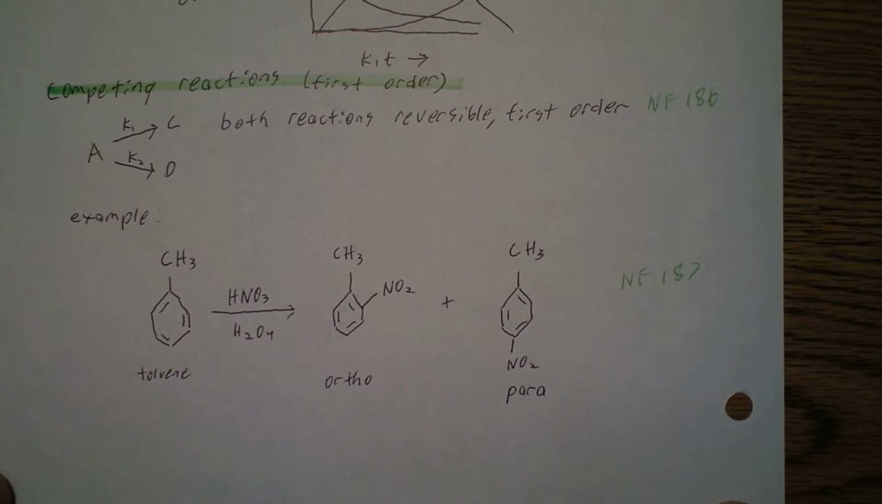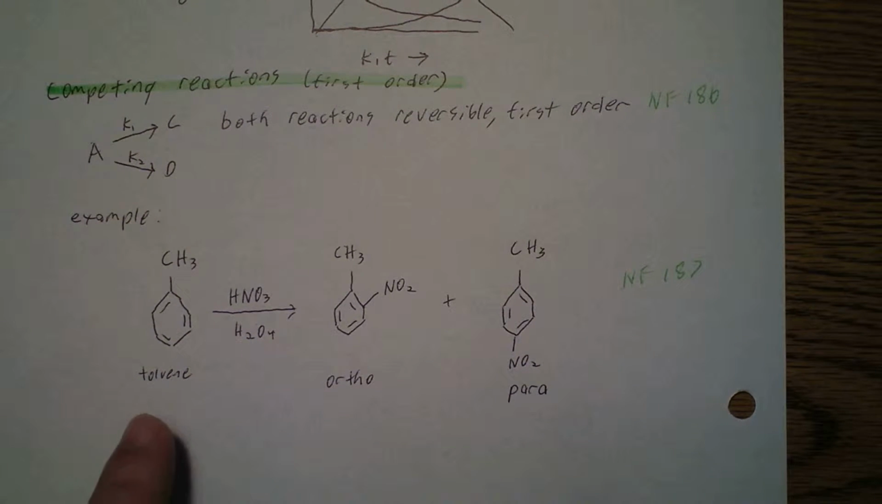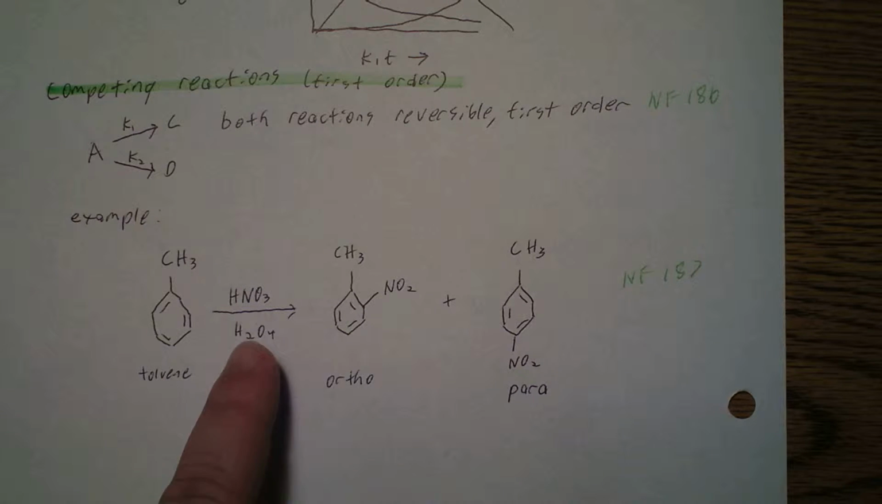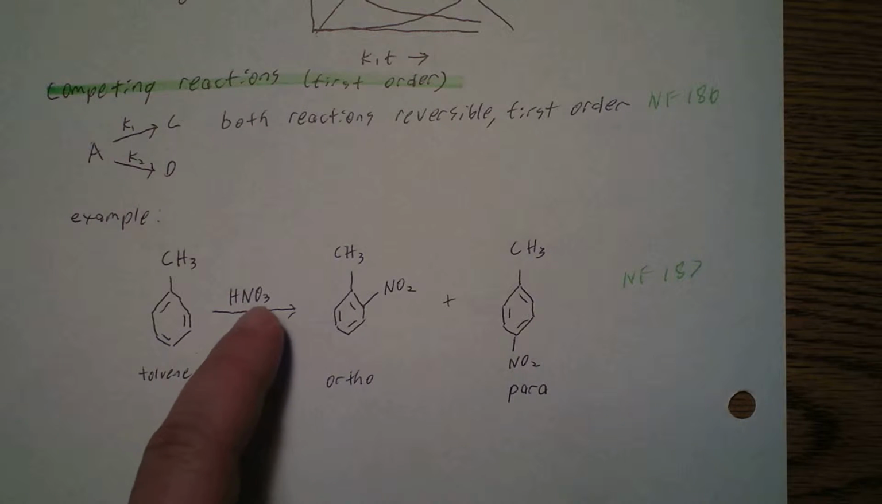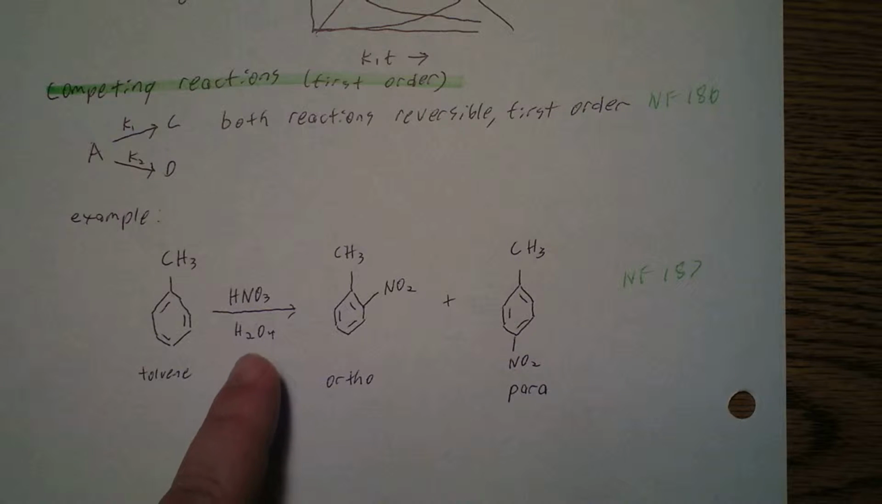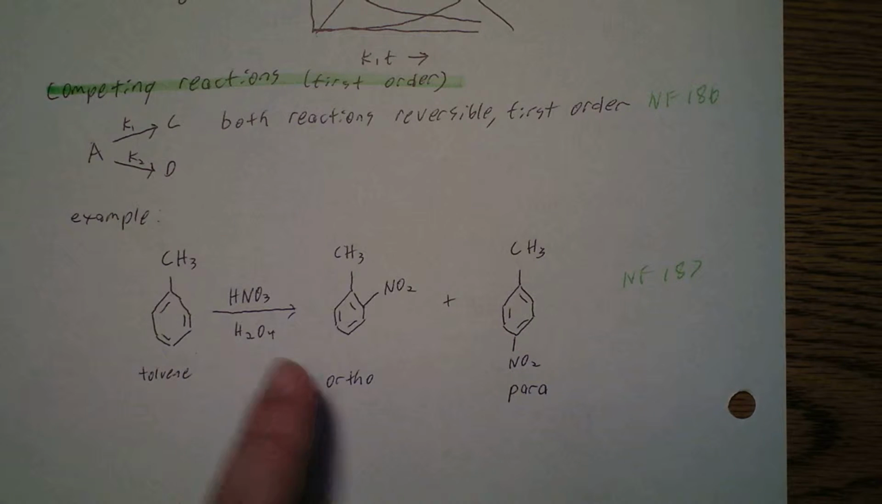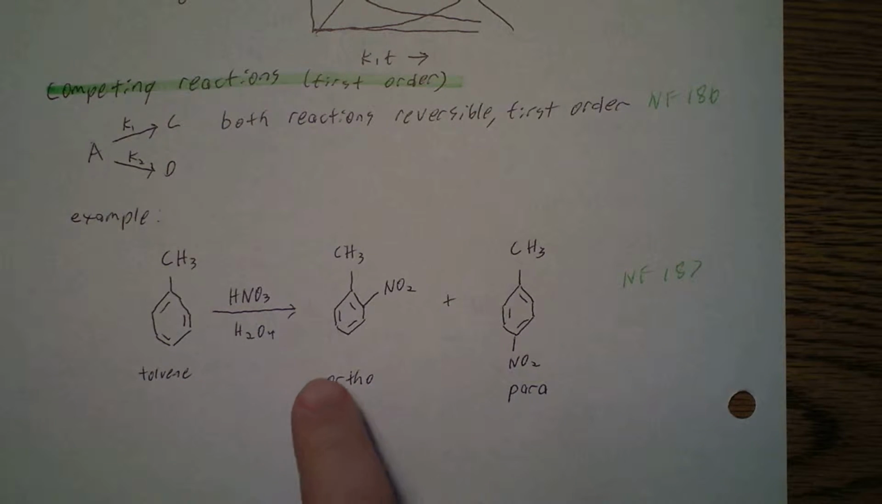So for a real life example, this is how it could be. We have toluene, and then of course a catalyst, nitric acid and H2SO4, whatever that is, I don't even remember. But anyway, it could be the ortho isomer putting NO2 right here, or the para isomer putting the NO2 across from the methyl group.